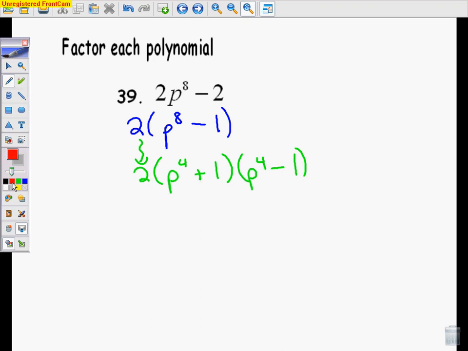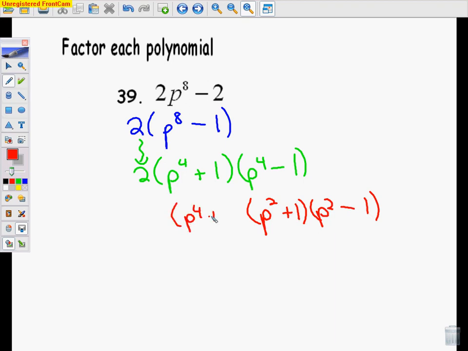Now notice again, though, we have another difference of two squares. That's why this one, we can't do anything with that. That's a sum. So, again, we're going to do our same process. We're going to put down two sets of parentheses. In the first position, we put the square root of the first value. The square root of p to the 4th is p squared, and the square root of 1 is 1. One is a plus, one is a minus. And then we drop everything down.